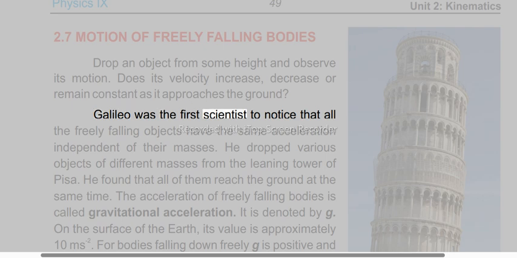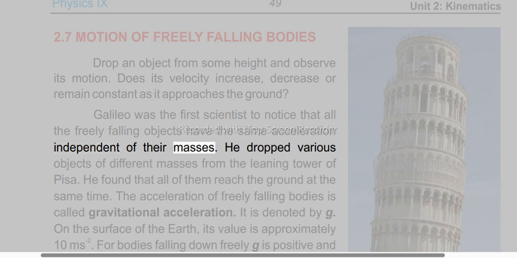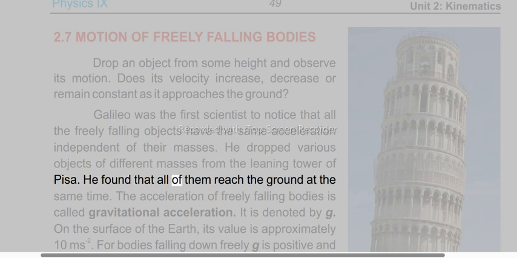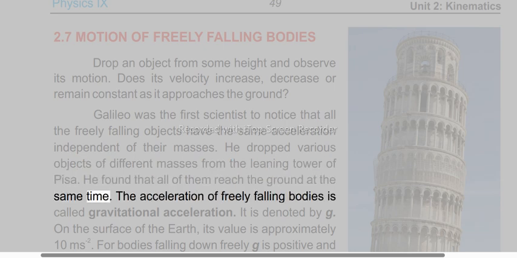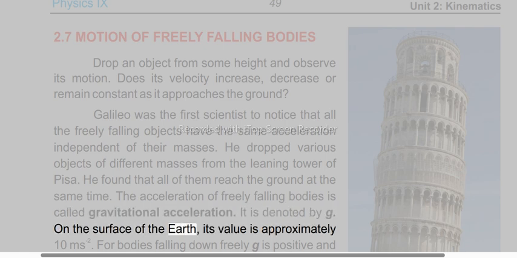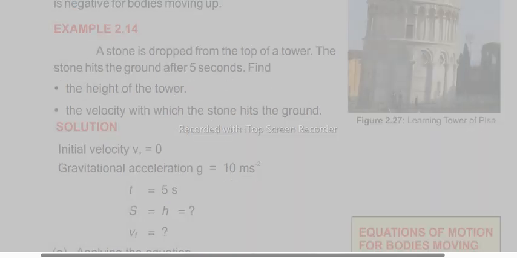Galileo was the first scientist to notice that all freely falling objects have the same acceleration independent of their masses. He dropped various objects of different masses from the Leaning Tower of Pisa. He found that all of them reached the ground at the same time. The acceleration of freely falling bodies is called gravitational acceleration. It is denoted by g. On the surface of the Earth, its value is approximately 10 m/s². For bodies falling down freely g is positive and is negative for bodies moving up.